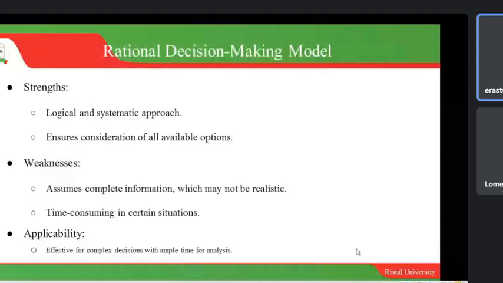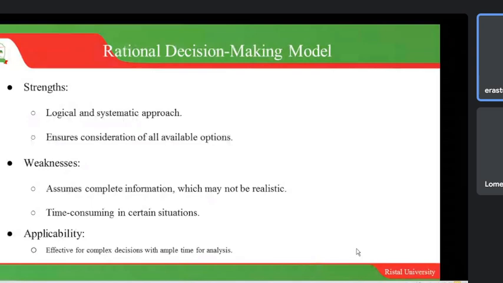Where can we apply this? When we are making very complex decisions that require a good time to be able to analyze, we can use the rational decision making model. Then we have what we call the intuitive decision making model.